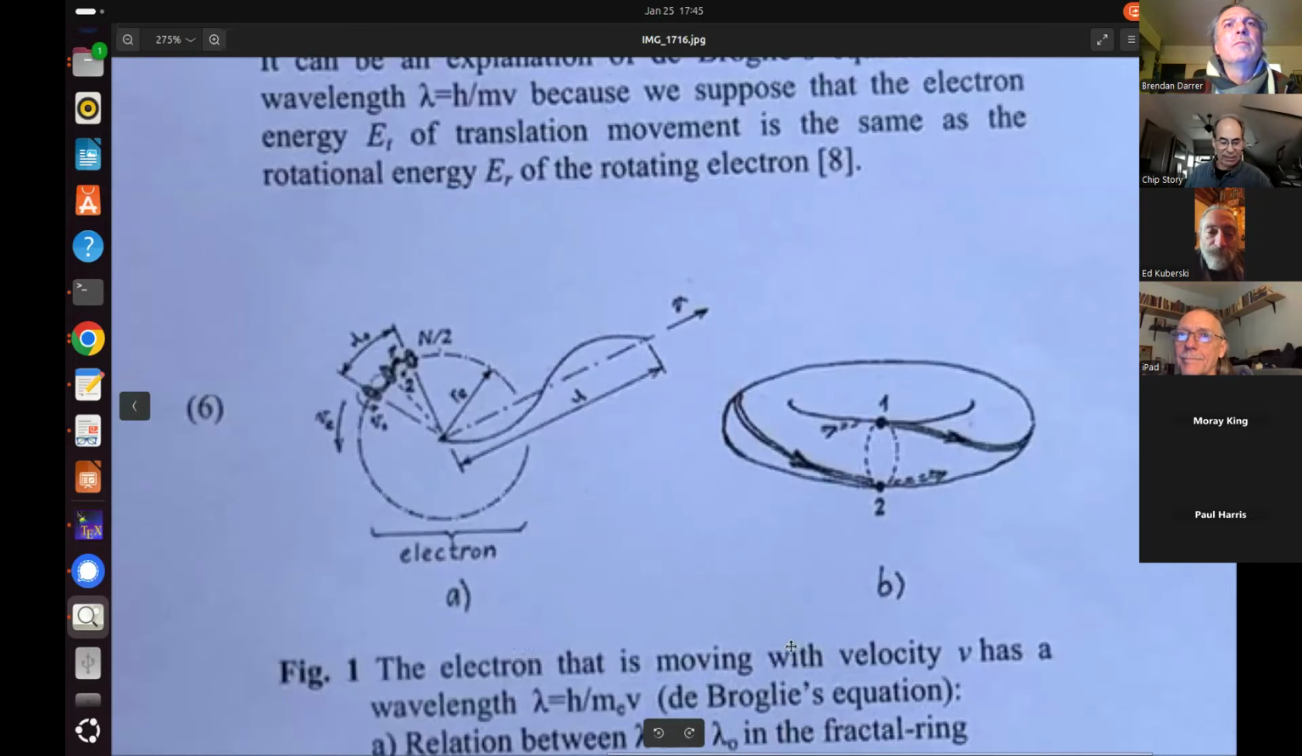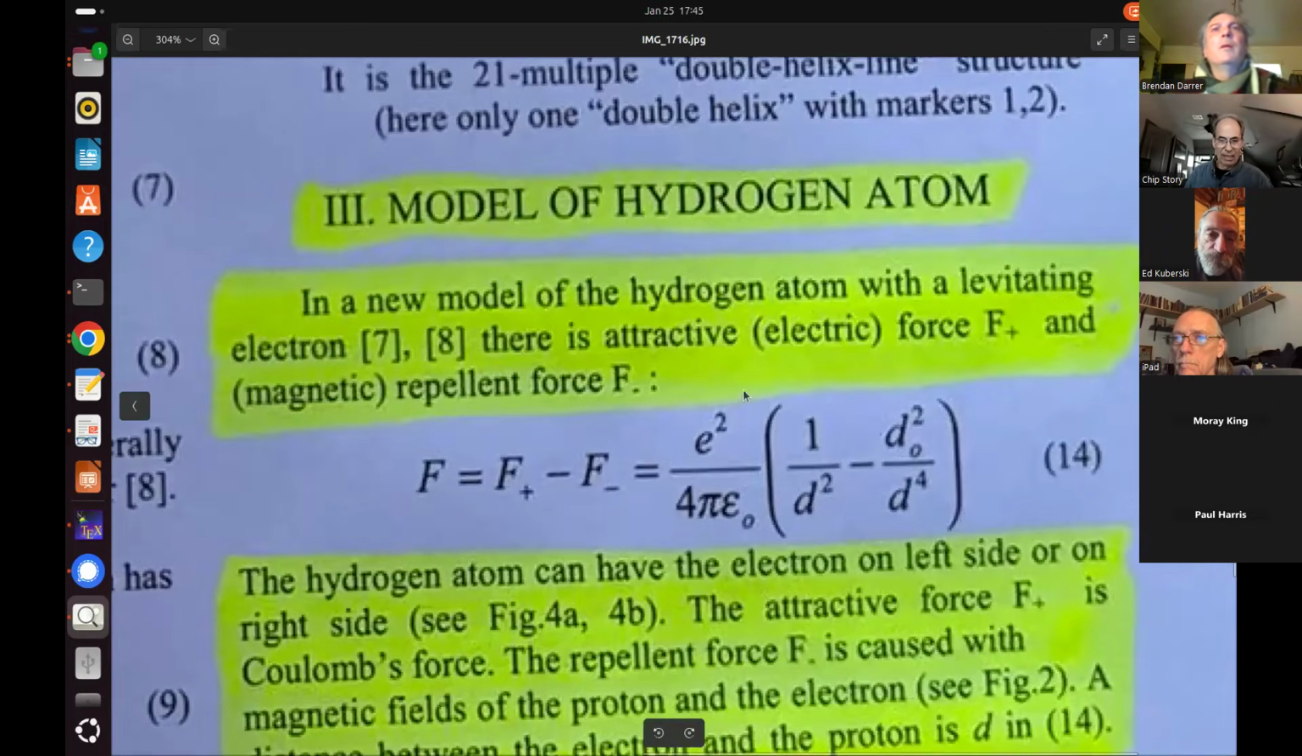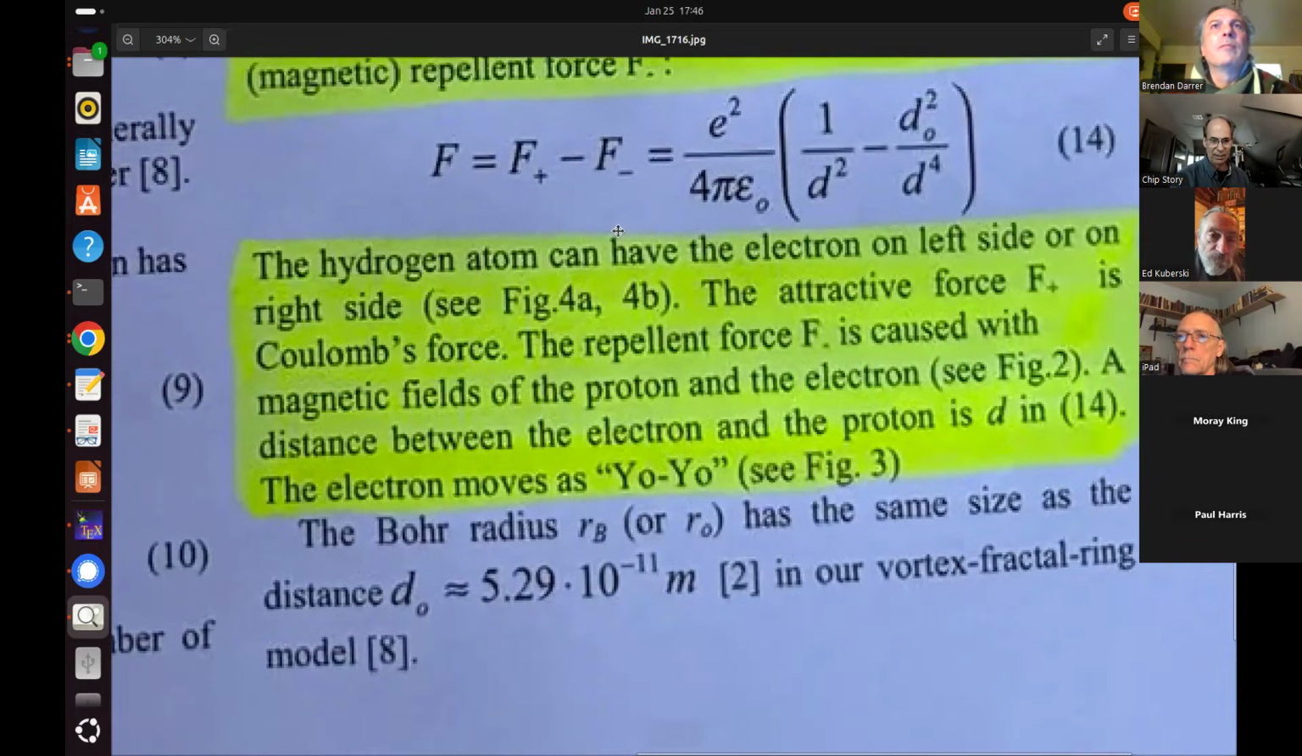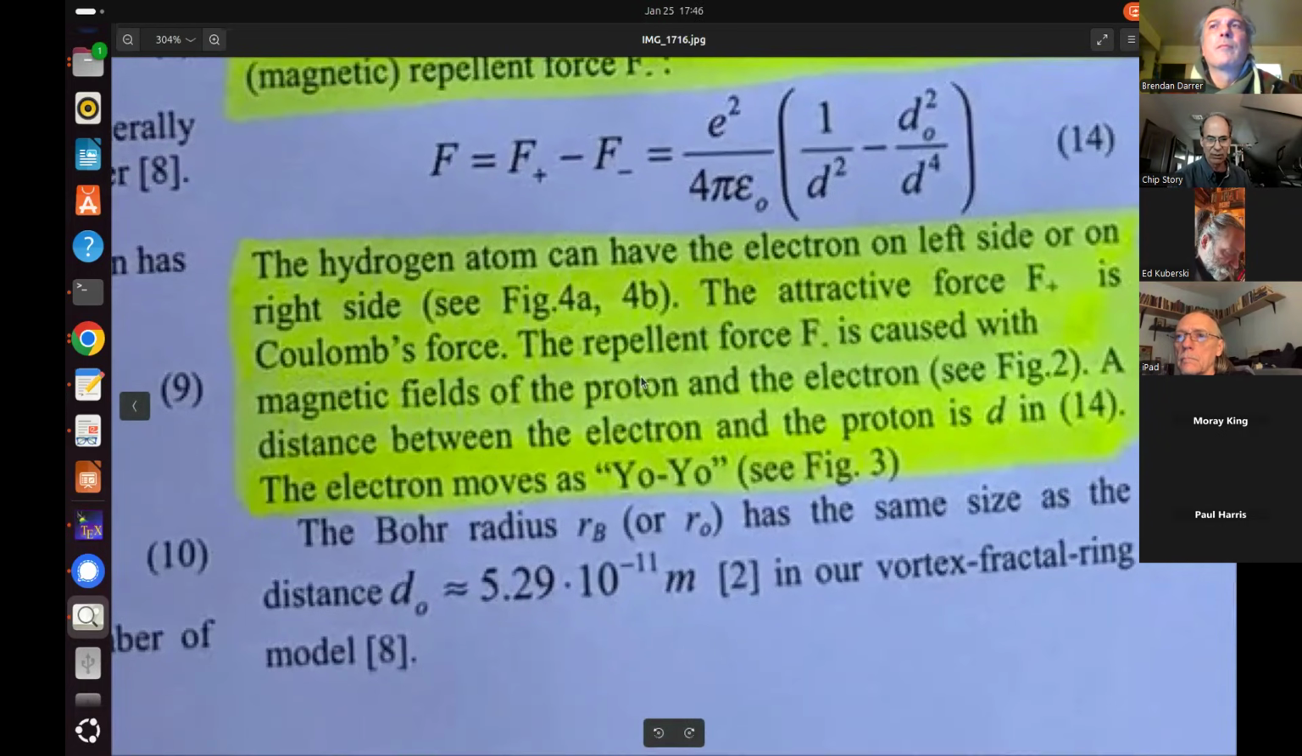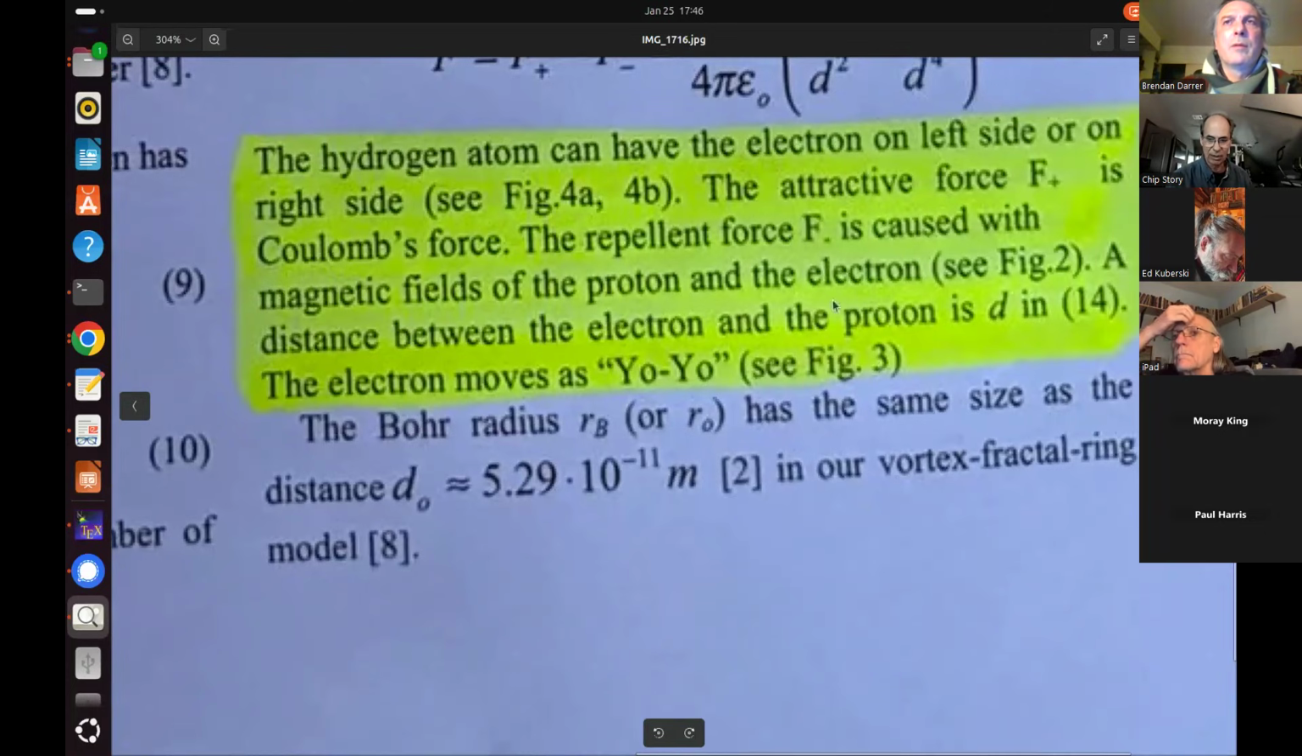All right, moving on down, part 3, model of the hydrogen atom. In a new model for the hydrogen atom with a levitating electron, there is an attractive force F plus and a magnetic repellent force F sub minus. All right, it balances itself. The hydrogen atom can have the electron on the left side or on the right side. The attractive force F plus is Coulomb's force. The repellent force F sub minus is caused by the magnetic fields of the proton and the electron. The distance between the electron and the proton is d. The electron moves as a yo-yo in figure 3.